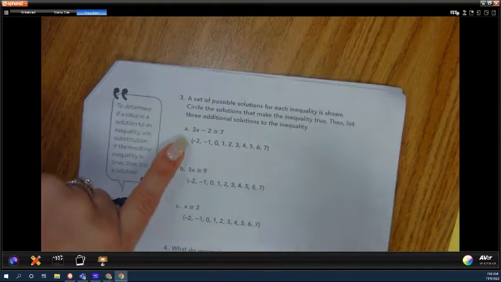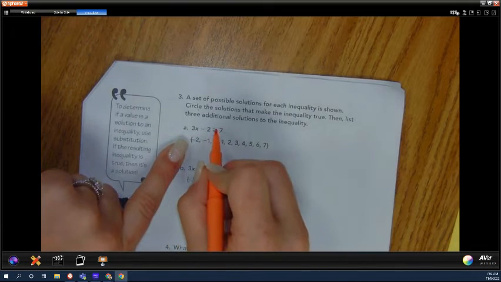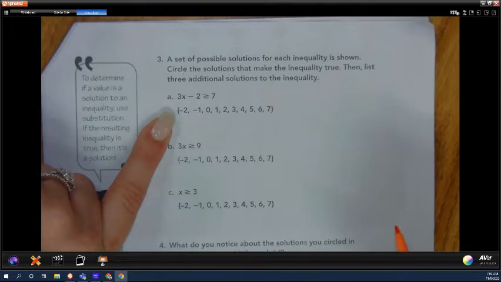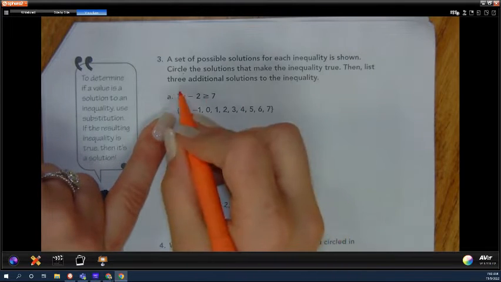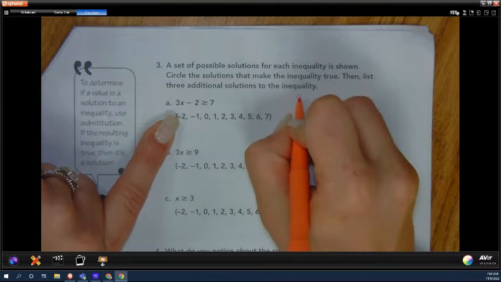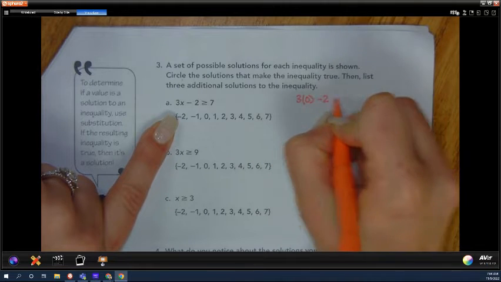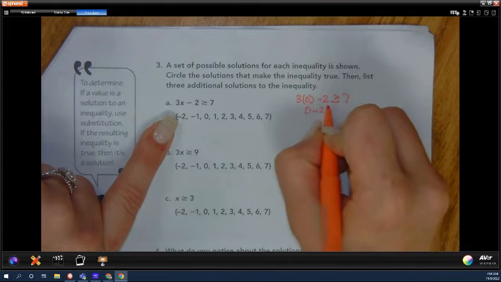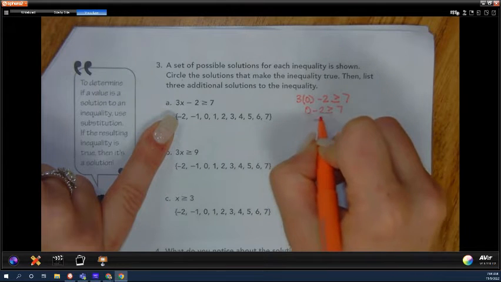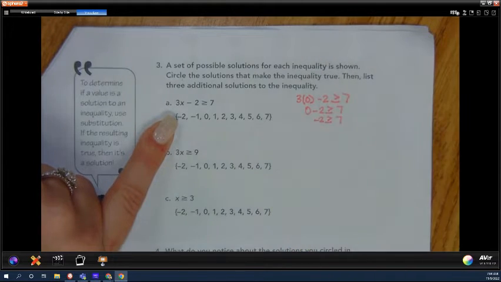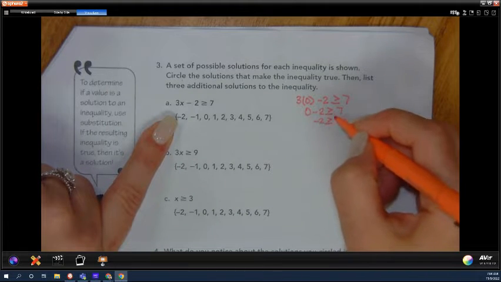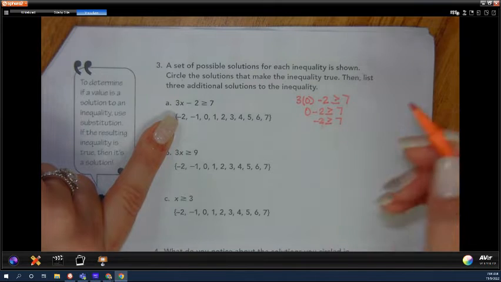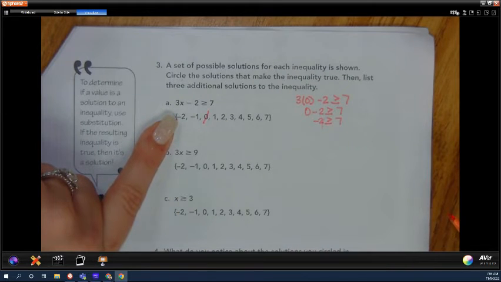All right. So letter A, I have 3x minus 2 is less than or equal to 7. Okay. So I want to go ahead and start plugging in. Well, let's plug in 0 and check 0 first. That seems to be a pretty easy number. So I'm told to use substitution to check this. Well, 3 times 0 is 0. 0 minus 2. I'm left with negative 2 is less than or equal to 7. Now, think of this. Is this inequality eating the bigger number? Well, no. Negative 2 is smaller than 7, so 0 is not correct.